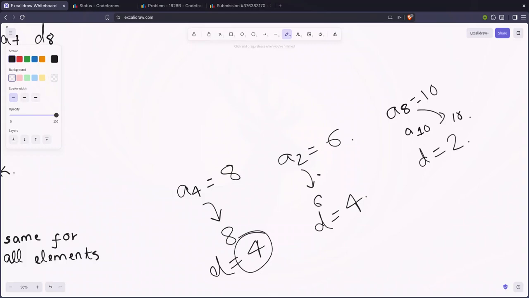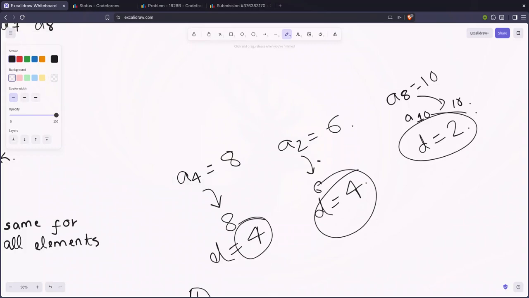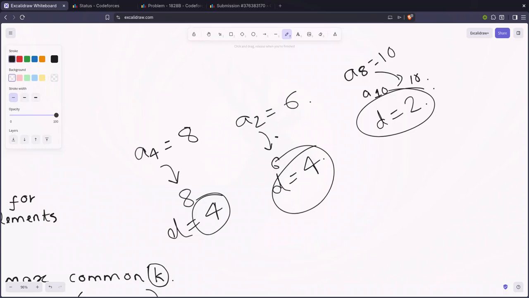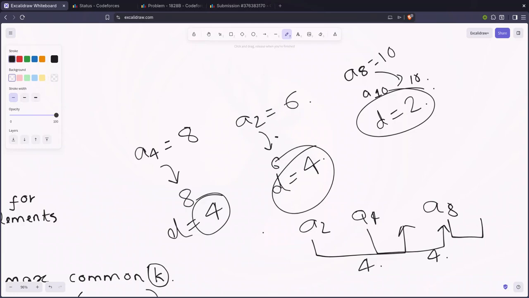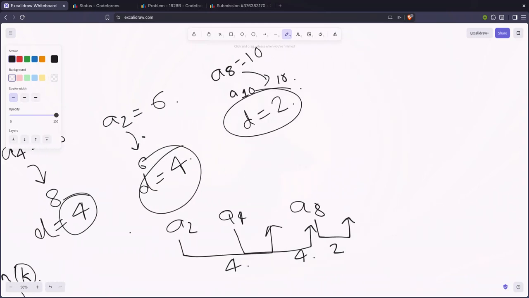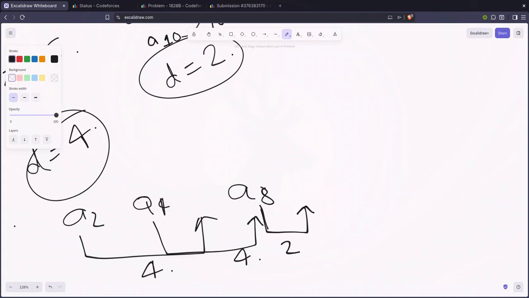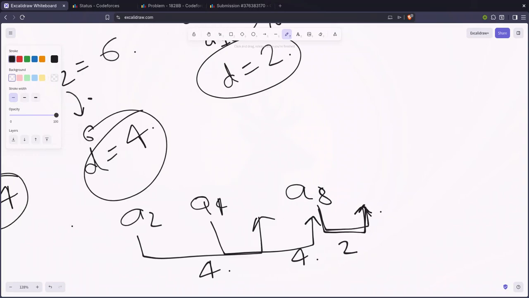So these are the distances, 4, 2, 2, 4, 4, 2, right? So these distances we can move, like a4, a8 and a2. a2 needs to move a distance of 4, a4 needs to move a distance of 4, and a8 needs to move a distance of 2.